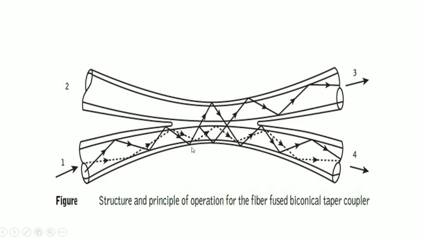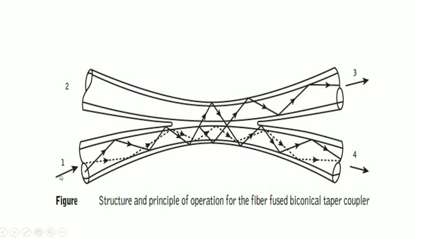In the above diagram, the second port we are not considering, the first port we are considering. So we are making 4 ports into 3 ports. 1 will be the input port, 3 will be an output port, 4 will be an output port. Port 2 is an input, we are not considering it because that is the technique we are using in FBT.